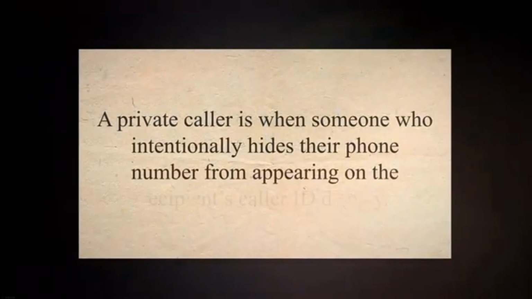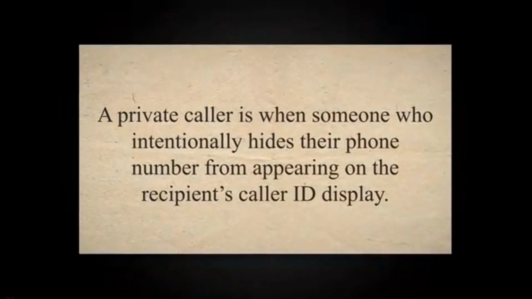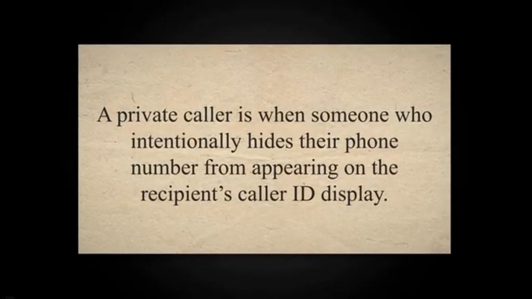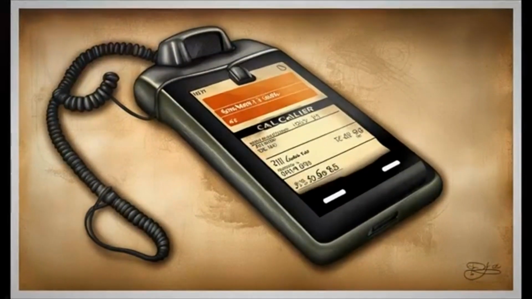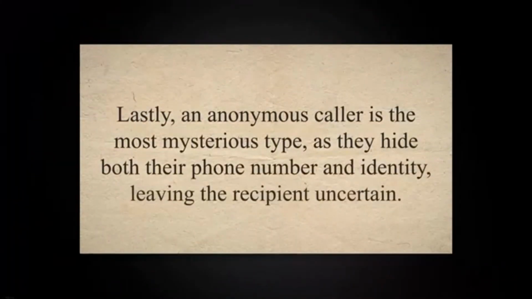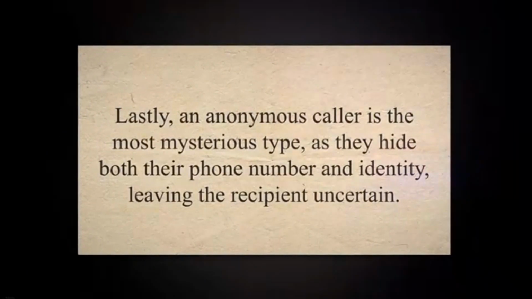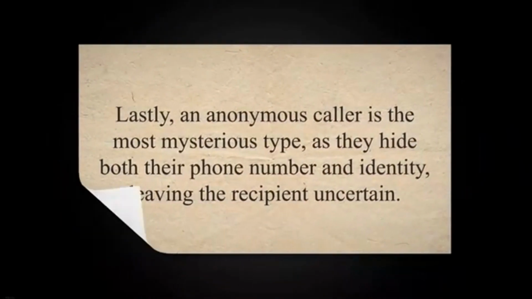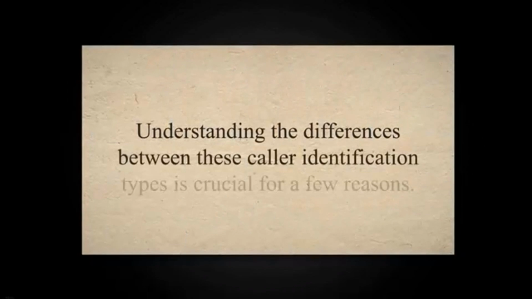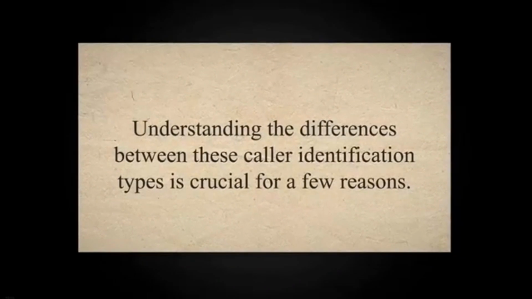A private caller is when someone intentionally hides their phone number from appearing on the recipient's caller ID display. An unknown caller, on the other hand, means the phone number isn't recognized or saved in the recipient's contacts, but the caller's number is still visible. Lastly, an anonymous caller is the most mysterious type, as they hide both their phone number and identity, leaving the recipient uncertain. Understanding the differences between these caller identification types is crucial for a few reasons.